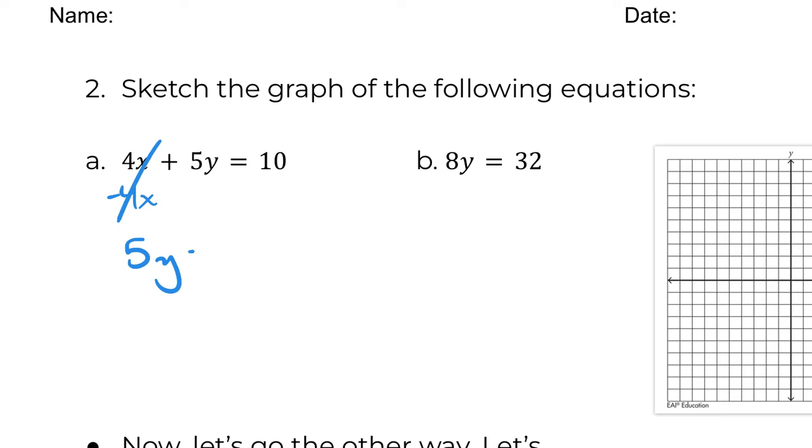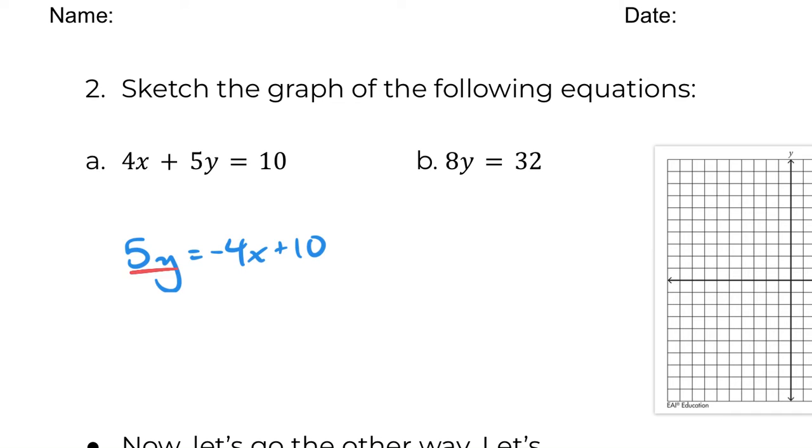Subtract 4x, subtract 4x. We get 5y equals negative 4x plus 10. Now I like to teach people to look out for patterns. If the standard form you're starting with has a positive x value over here, you're going to end up with a negative slope in your final answer. So just a thing to look out for.